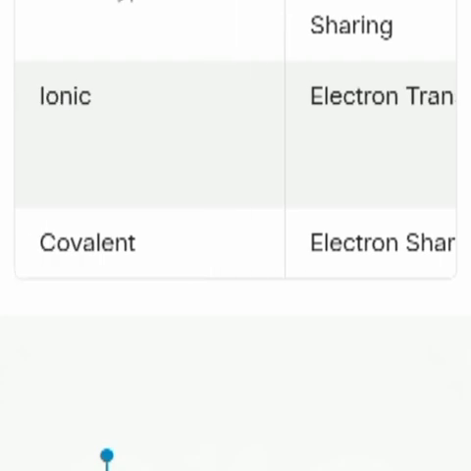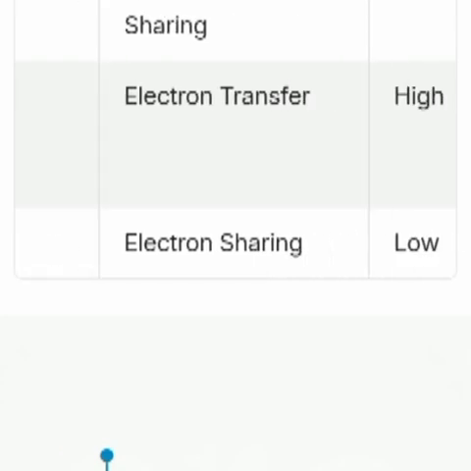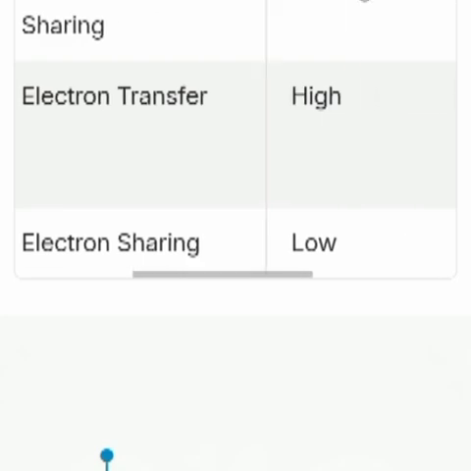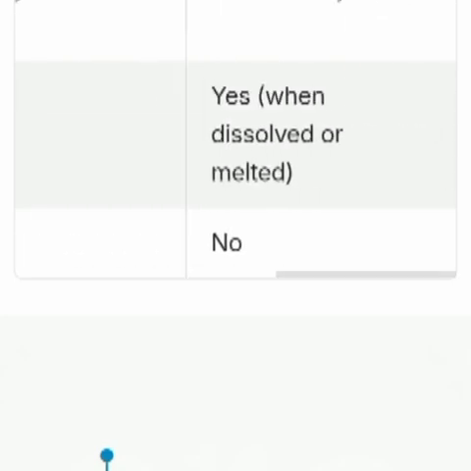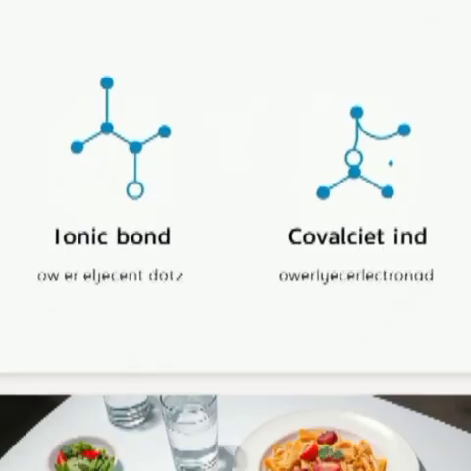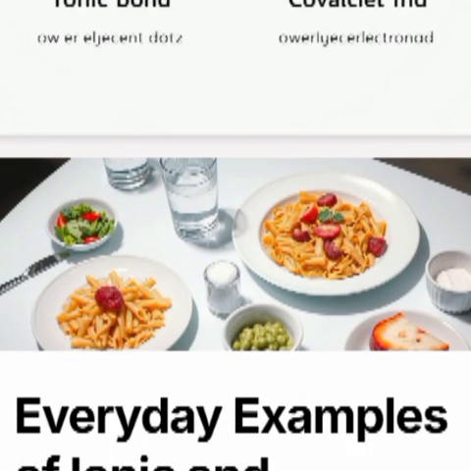Now for covalent compound, do they share electrons? Yes. It involves electron sharing. About melting point, they have low melting point. Do they conduct? No, they do not conduct electricity.